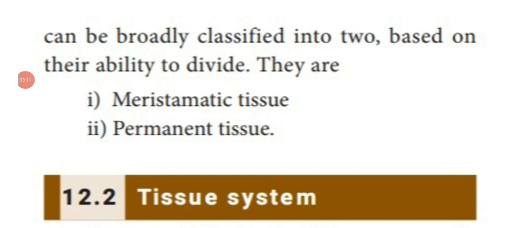Next 2 mark question: name the 2 broad divisions of plant tissues. What is the answer? The answer is, it is broadly divided into 2 types. One is meristematic tissue. Another one is permanent tissue. So those are the 2 types of plant tissues. What is the question? Name the 2 types of plant tissues. Meristematic tissue and permanent tissue.